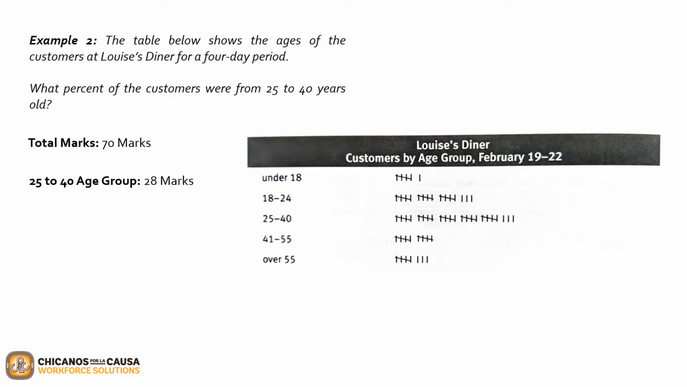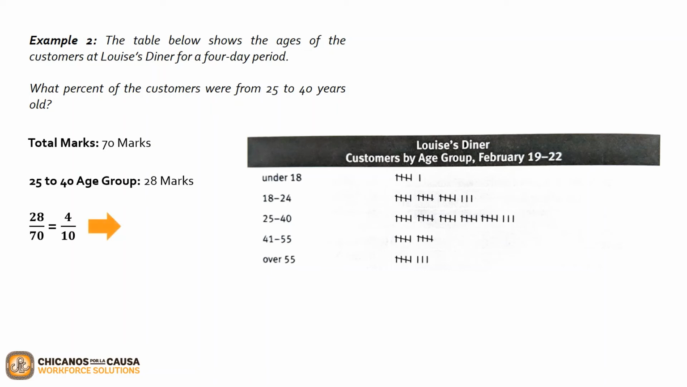Similar to our previous example, we're going to put these in fraction form. So we have 28 marks of 70. If we reduce this number, we can reduce it to 4/10. Again, remember that you have to find a multiple that they both have in common.